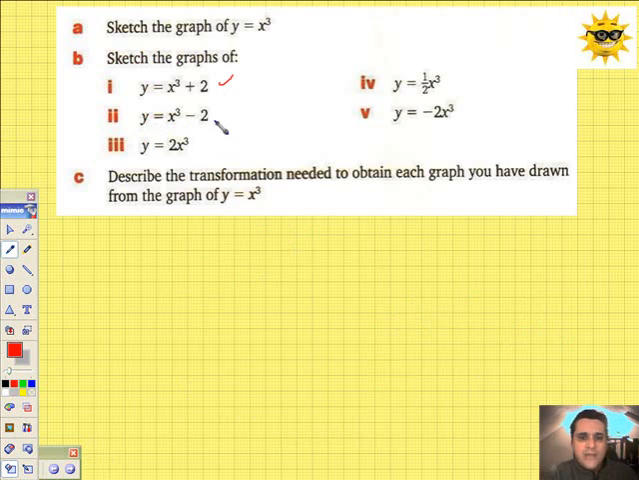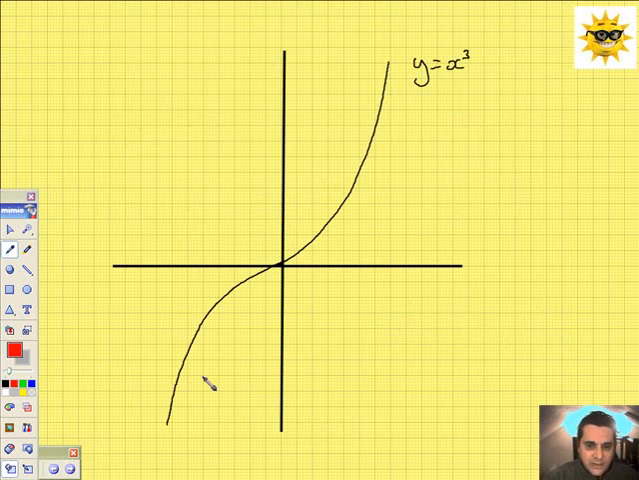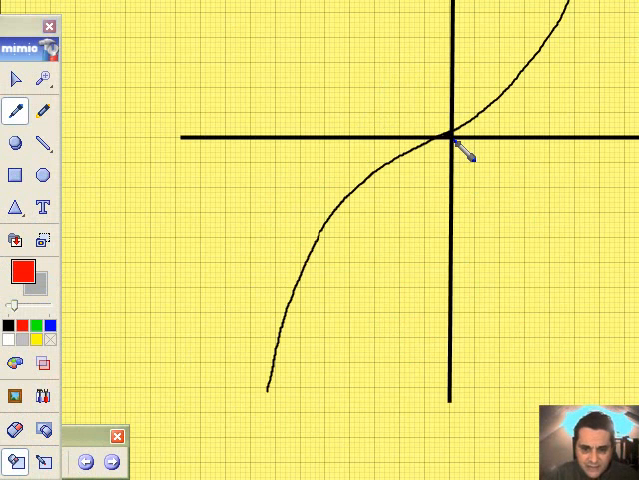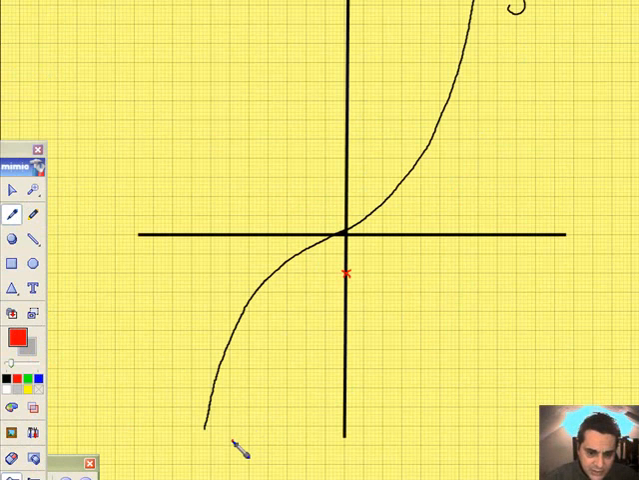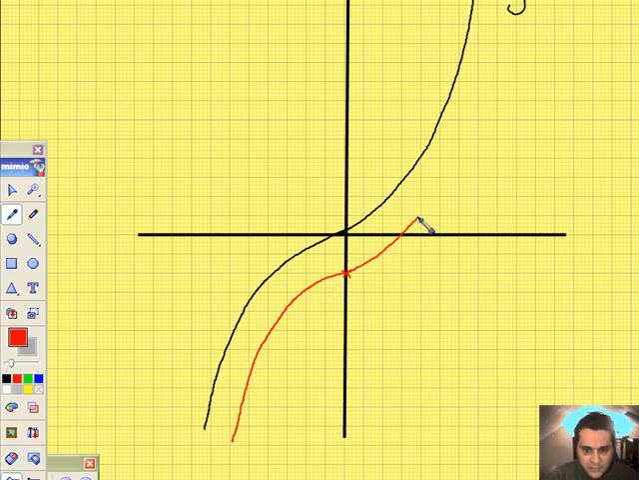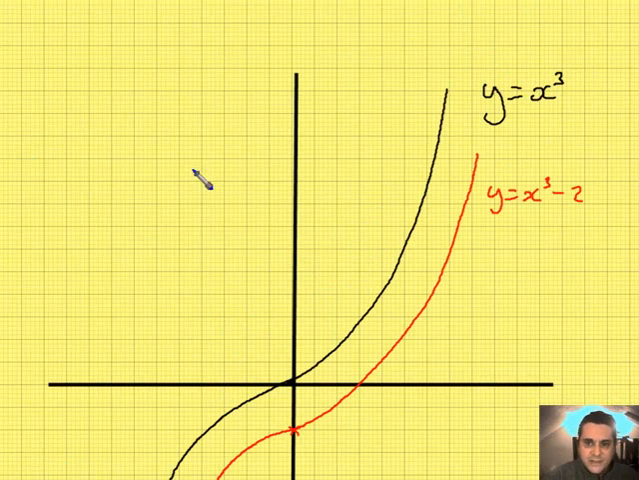What's the next one? Well, y equals x cubed minus 2. That means drop it 2 units. So here's another graph, and if that's the point 0, 0, I'm going to drop it 2 units. It's going to pass through there. So let's just do that quickly. Try and work parallel to the other one. Pass through, and that's my new function, y equals x cubed minus 2.